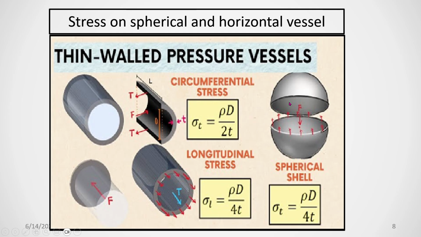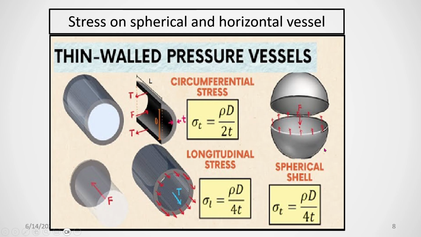If you see the drawing on this page, this is the horizontal tank or pressure vessel. Two types of stress are developed. One is called circumferential stress. That stress, sigma t, is PD by 2t, and the end covers are subject to longitudinal stress, that is PD by 4t. But if you are using a spherical shape, you see everywhere it is circular, so its stress will be PD by 4t. So PD by 4t is less than PD by 2t. That's why the spherical pressure vessel or tank is subject to less stress compared to a horizontal pressure vessel or tank.